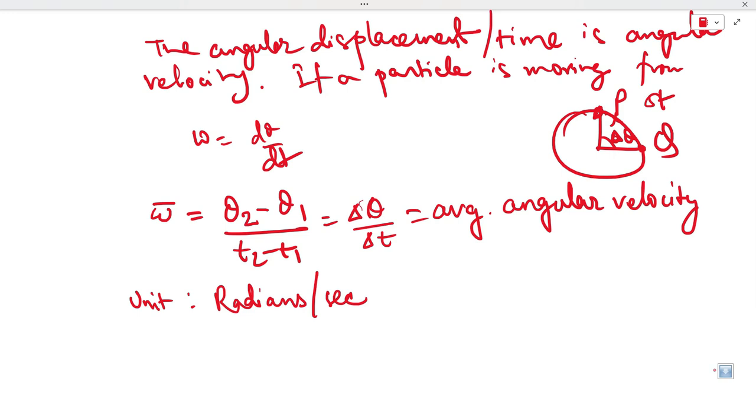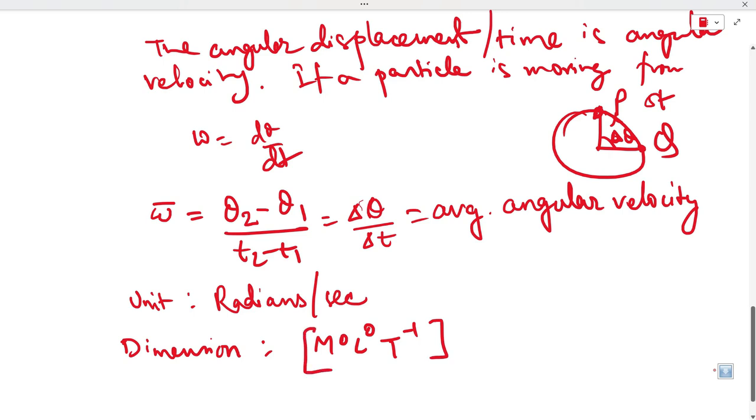Now let us write about its dimension. I can write M^0, no mass, no length dimension, but inverse time dimension, because per second is there, which is the same as that of frequency. So you can say this dimension is the same as that of a frequency.